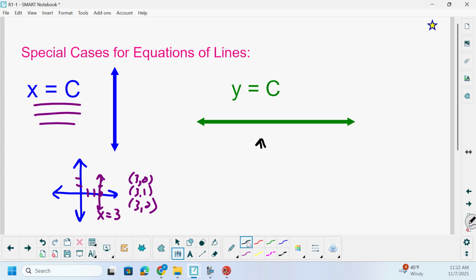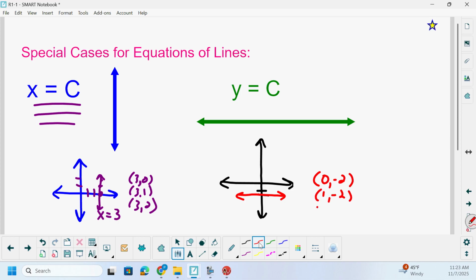If you had a horizontal line, it'll always be y equals some number. So let's say I put a horizontal line down here at negative 2. Some points on that line would be (0, negative 2), (1, negative 2), (2, negative 2), and so on. Notice the y value is always negative 2, which is why this red line's equation would just be y equals negative 2. So those are the special cases for equations of lines.